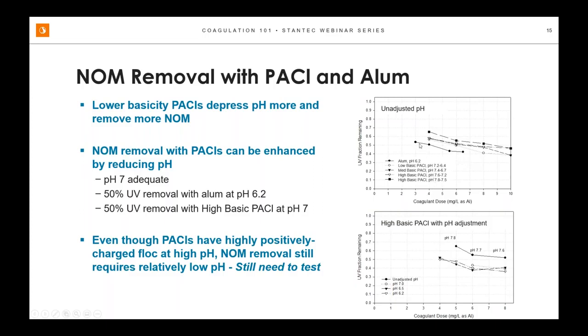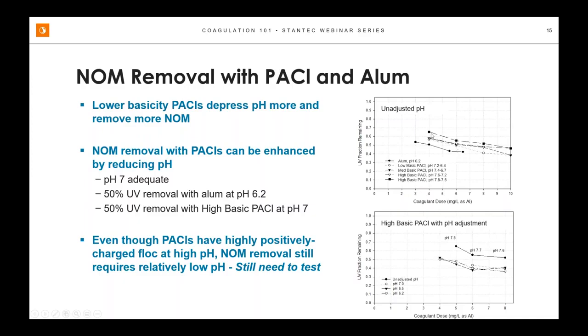The circles here are alum. This is milligrams per liter as aluminum, okay? So we're comparing the same thing, not milligrams per liter of product, because the strength of these things can be quite different. But if we take alum at its minimum pH and minimum solubility, 6.2, we get very good organics removal for this water. So we're at between 50 and 60% removal of the UV.